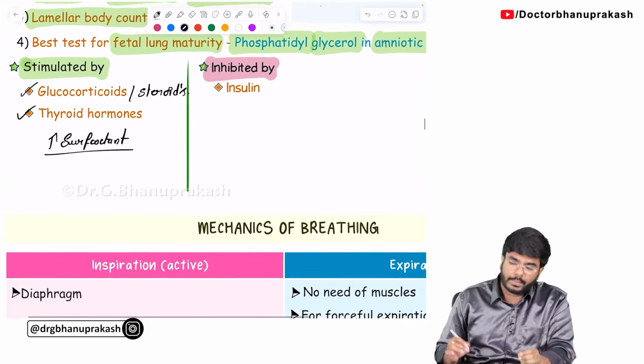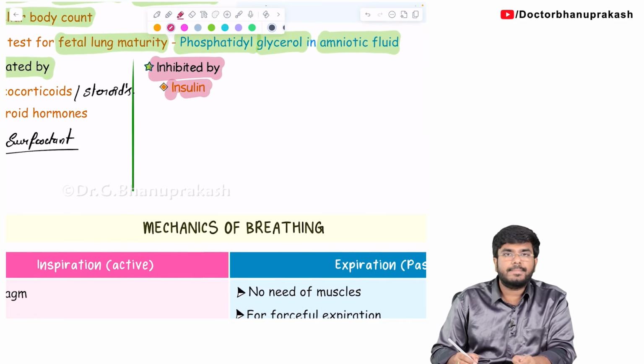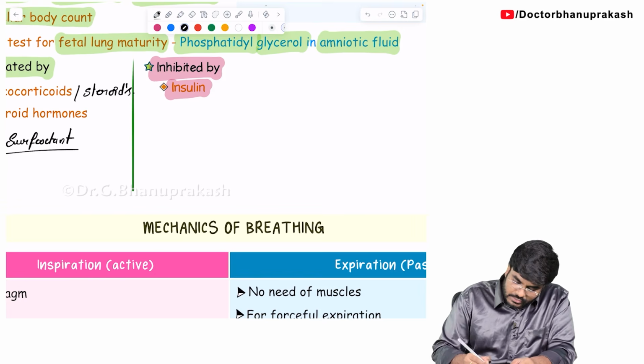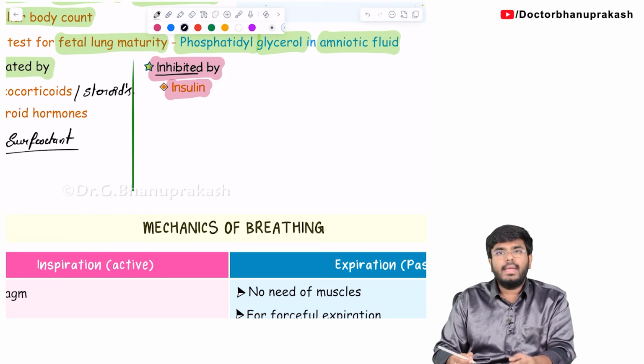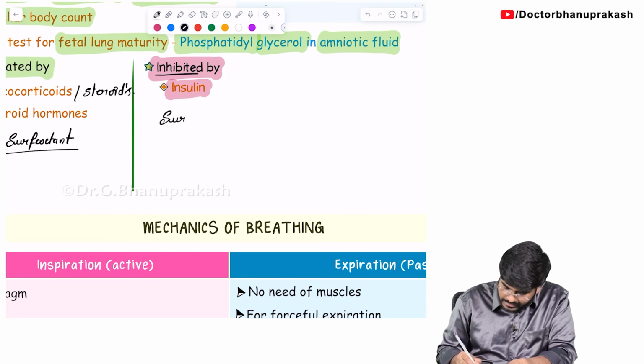And who inhibits the surfactant production? A hormone called insulin. Insulin is bad for the fetal lungs. It is very bad for the fetal lungs because it is inhibiting the surfactant production. So insulin decreases the surfactant. It is very bad, decreasing the surfactant.